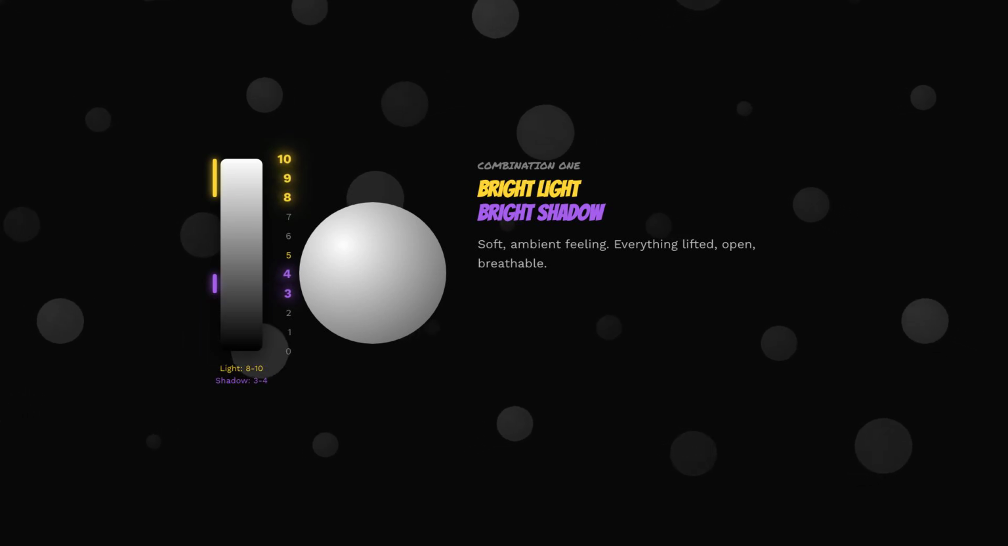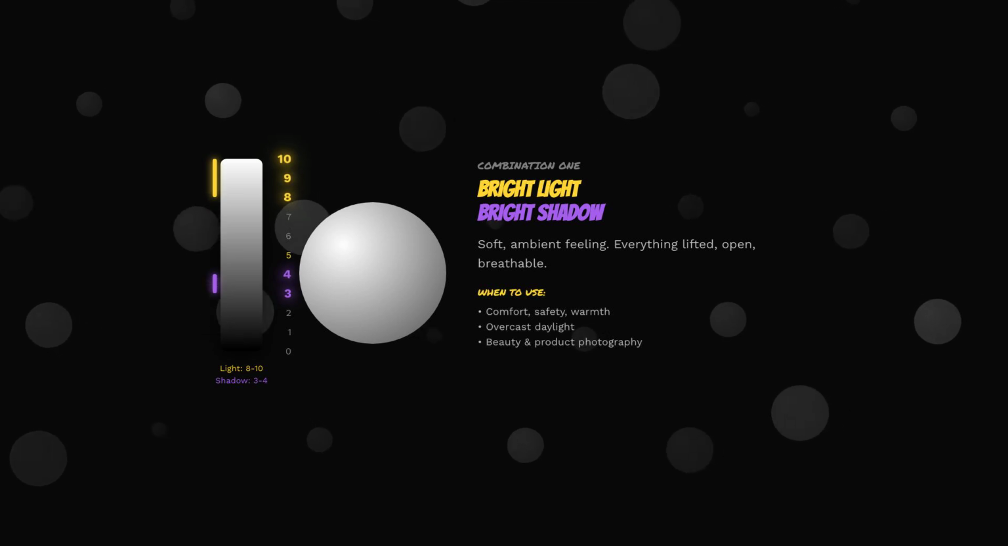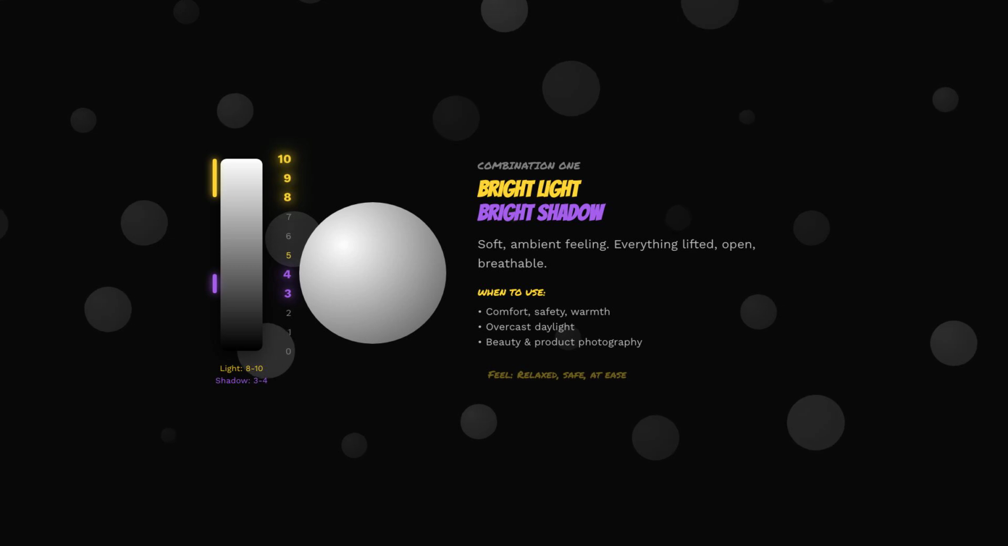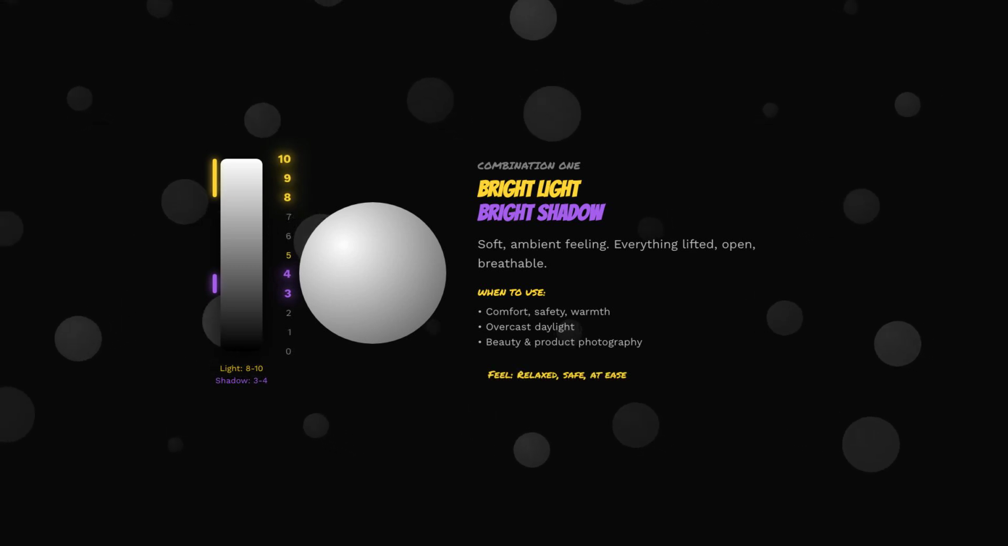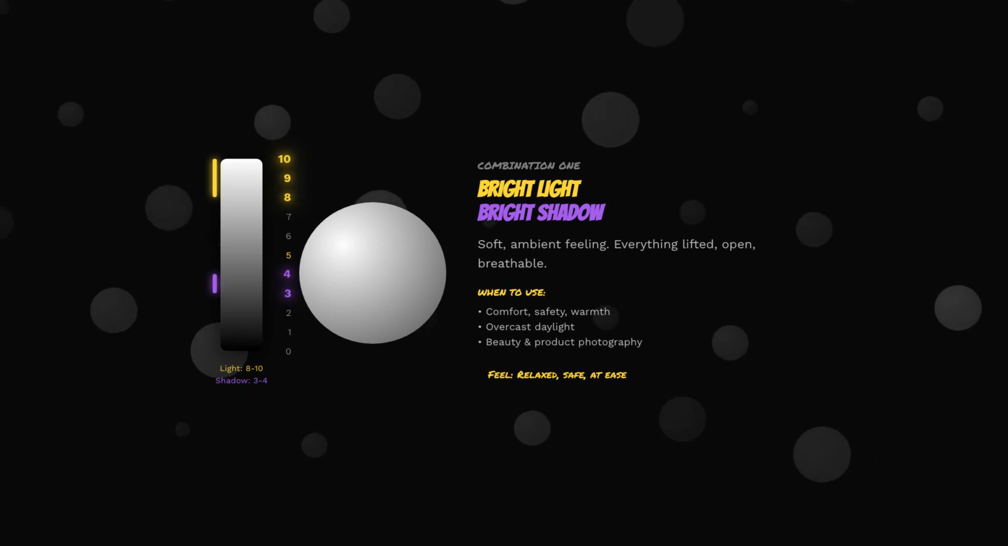Combination 1. Bright light, bright shadow. Your highlights sit around 8 to 10, your shadows around 3 to 4. This creates a soft, ambient feeling. The light is strong, but the shadows never get too deep. Everything feels lifted, open, breathable.